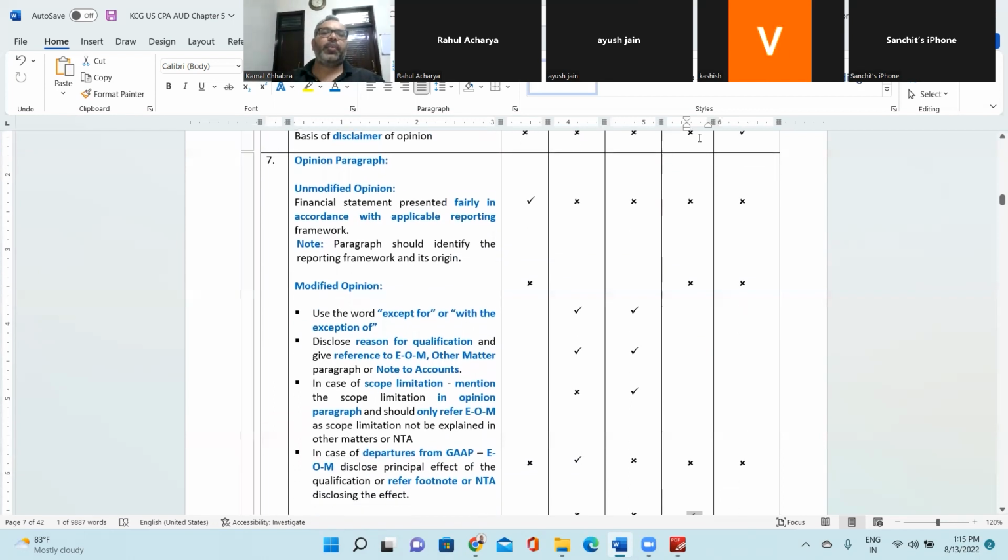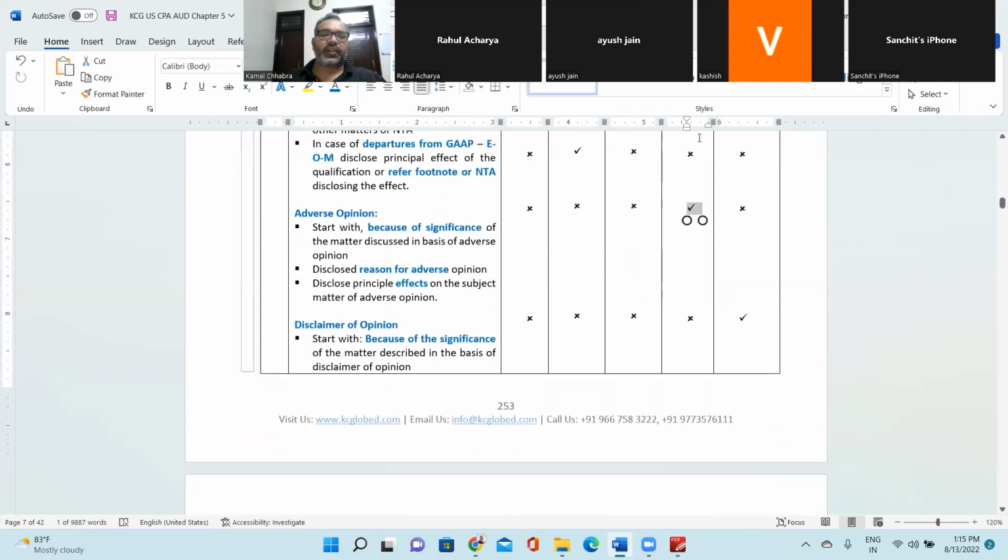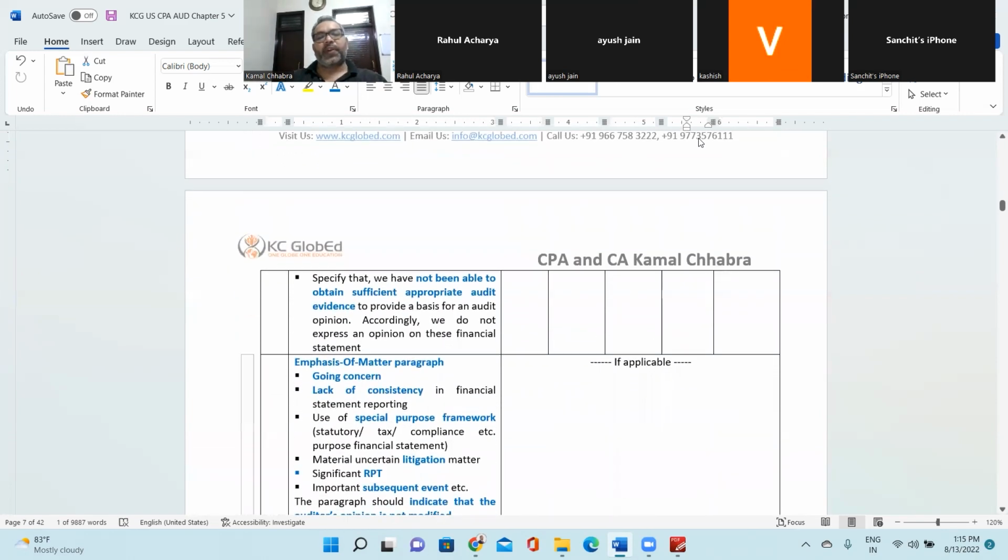Then in the opinion paragraph, you'll be mentioning financial statements presented fairly in accordance with US GAAP. Because of the significance of the matter described in the basis of disclaimer of opinion, we have not been able to obtain sufficient and appropriate audit evidence to provide a basis for an audit opinion. So you'll be mentioning here that we have not been able to obtain sufficient and appropriate audit evidence to provide any basis for my audit opinion. Accordingly, we do not express an opinion.